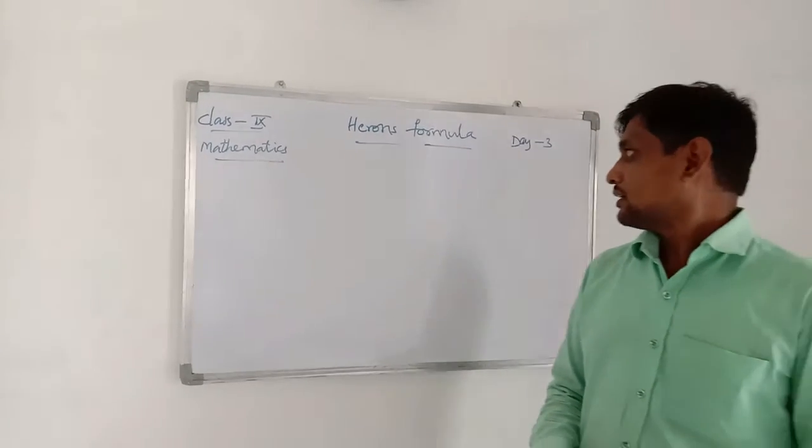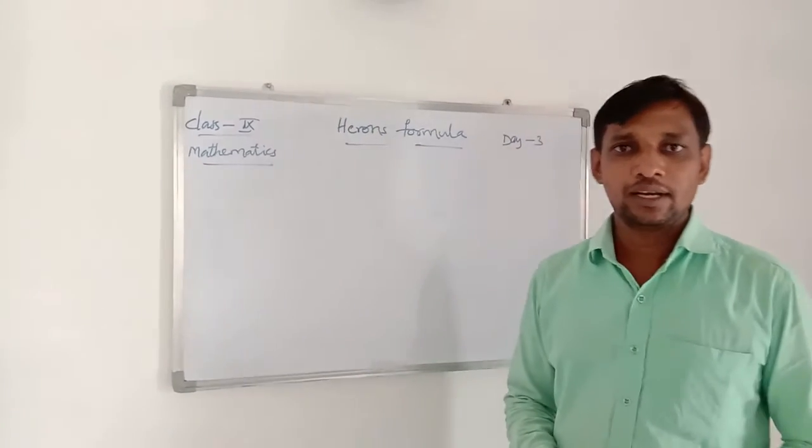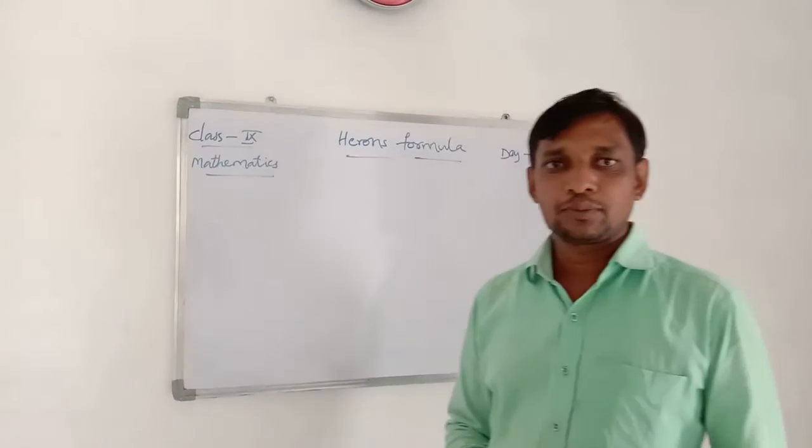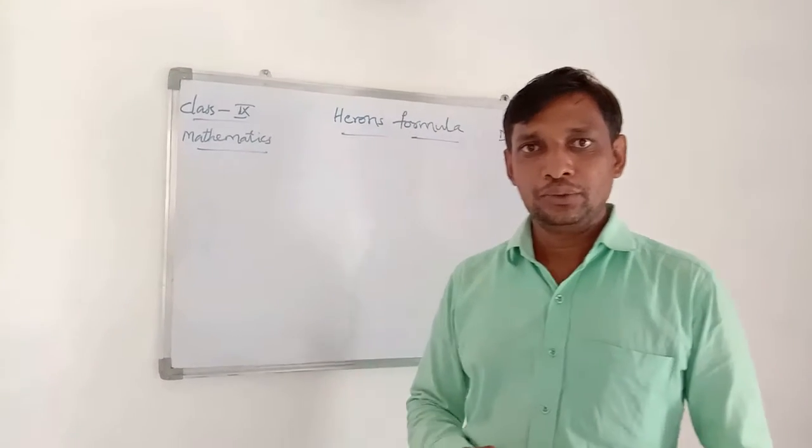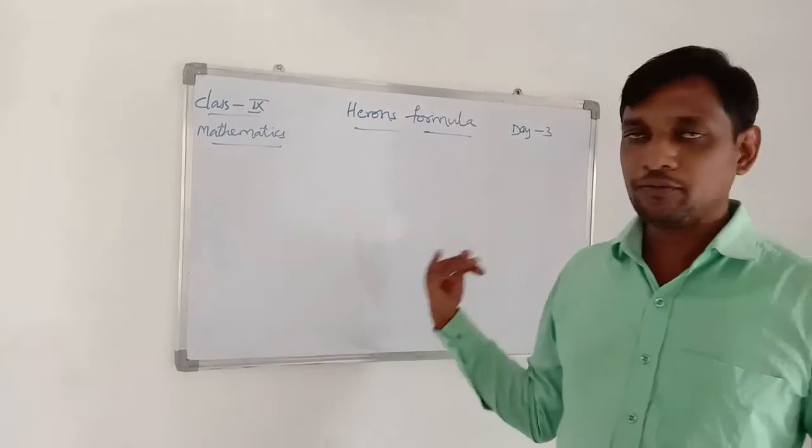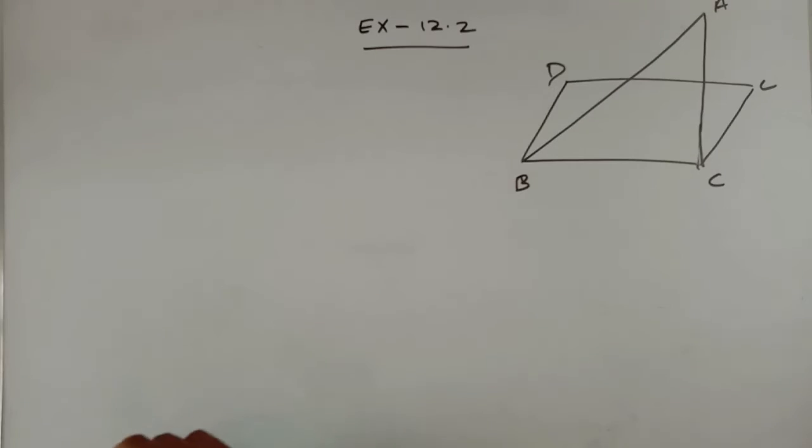Yesterday I explained the application of Heron's formula in quadrilaterals and we discussed problems number 1, 2 and 3. Today I am going to teach you problem 4 and the remaining problems. Children, see the fourth question.